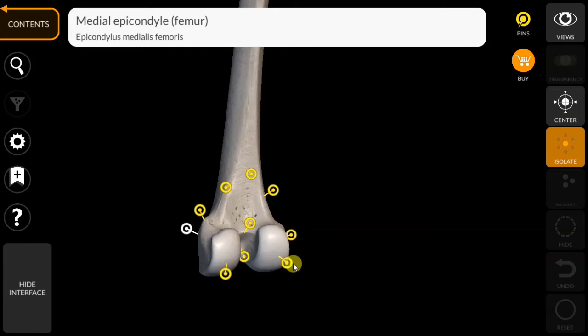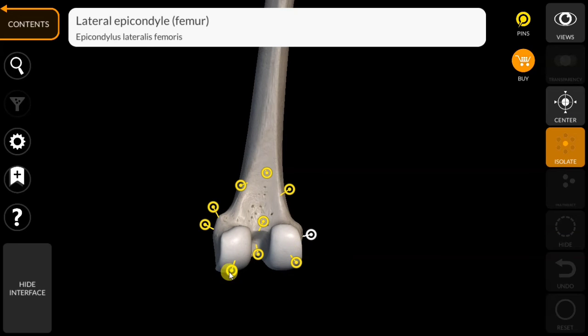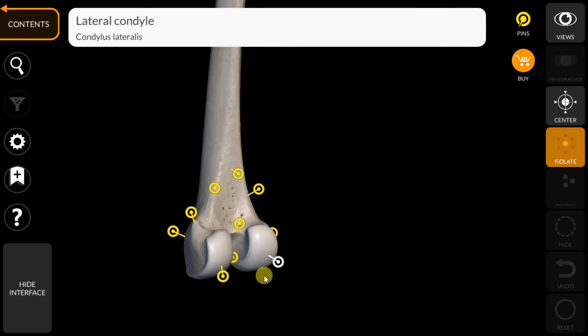This one is the medial epicondyle. This one is the lateral epicondyle. This is the medial condyle. This is the lateral condyle.